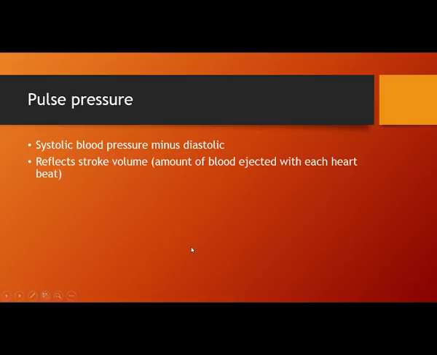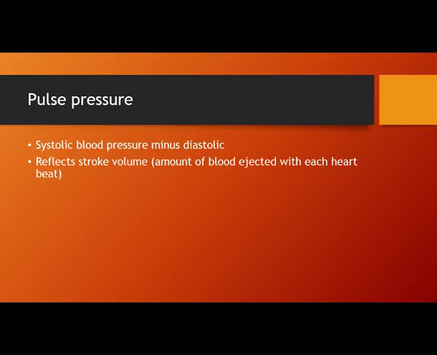Pulse pressure is the difference between systolic and diastolic pressure. So if you have a blood pressure of 150 over 100, pulse pressure is 50. If you have 140 over 100, pulse pressure is 40. And this reflects stroke volume. You can't put a number on the stroke volume, but you know that if pulse pressure is increasing, then stroke volume is increasing. If pulse pressure decreases, then stroke volume is decreasing.